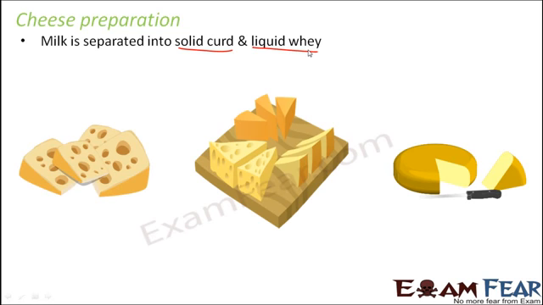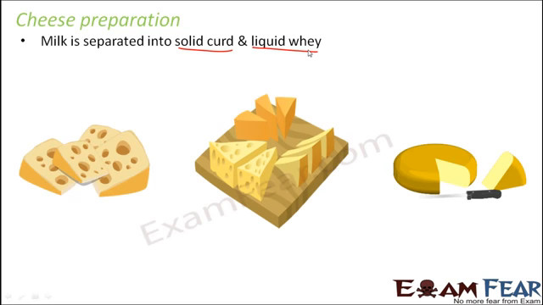Now, after a couple of minutes, it is observed that the milk gets separated into a solid curd-like thing, and the remaining part of the milk is in the form of a watery liquid. This watery liquid is called whey, and the solid thing is the solid curd. So this is how milk can be separated into solid curd and liquid whey.